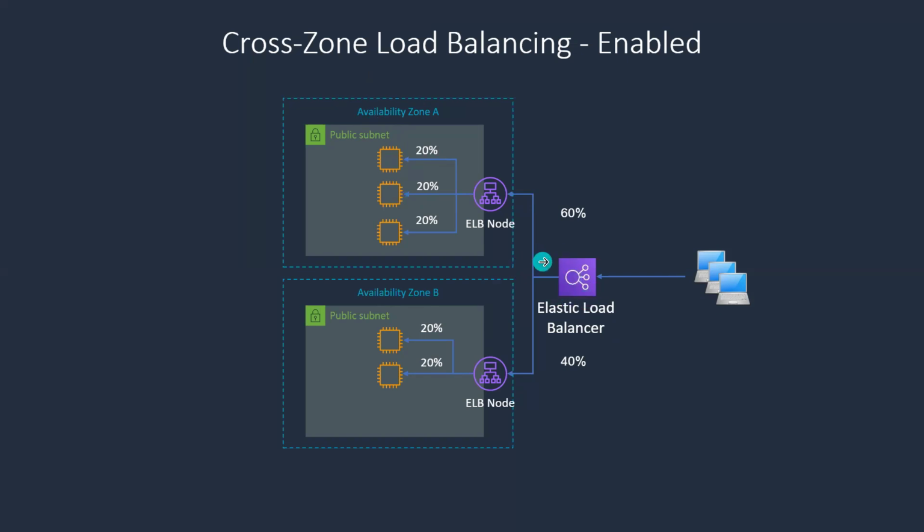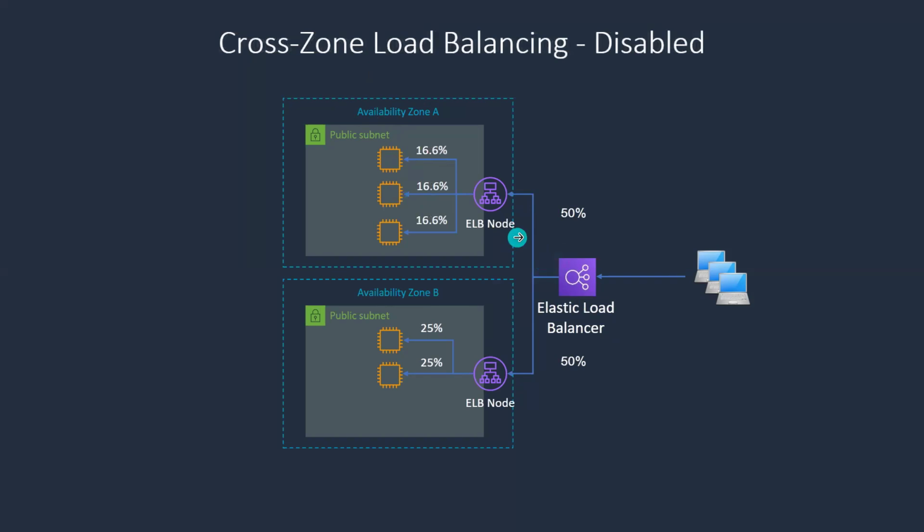When the feature is disabled in the Elastic Load Balancer, the traffic is sent only to the targets in the same AZ as the incoming request. So if more users hit availability zone B, those 2 targets will be overloaded, while the 3 targets in availability zone A stay underutilized. This leads to uneven load distribution as well as potential performance issues.